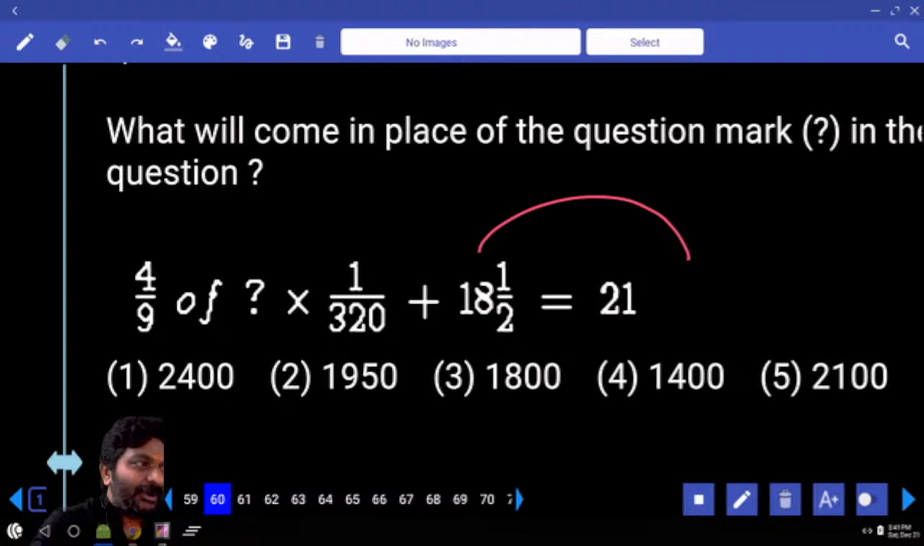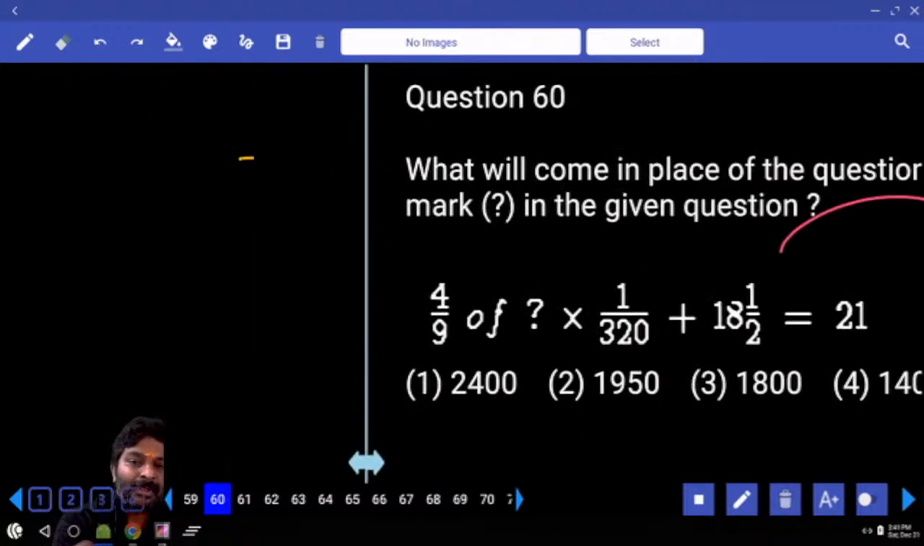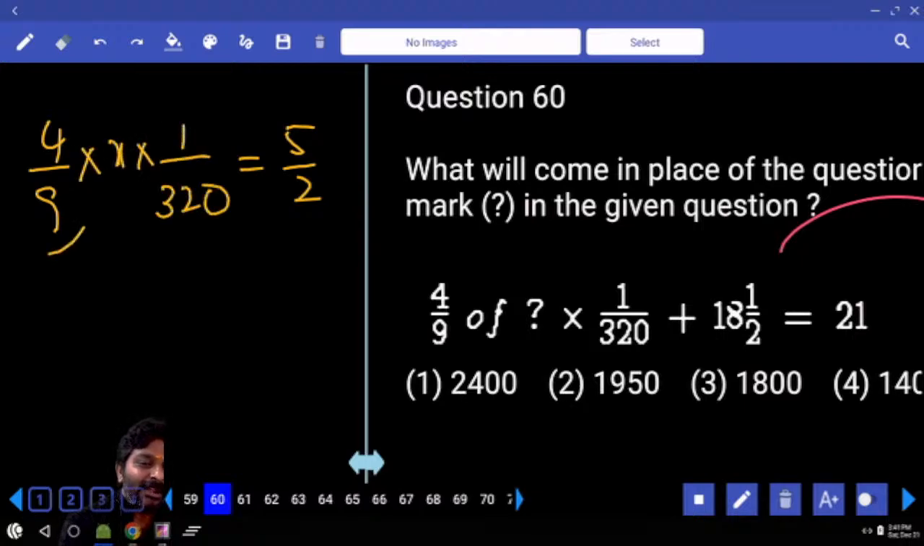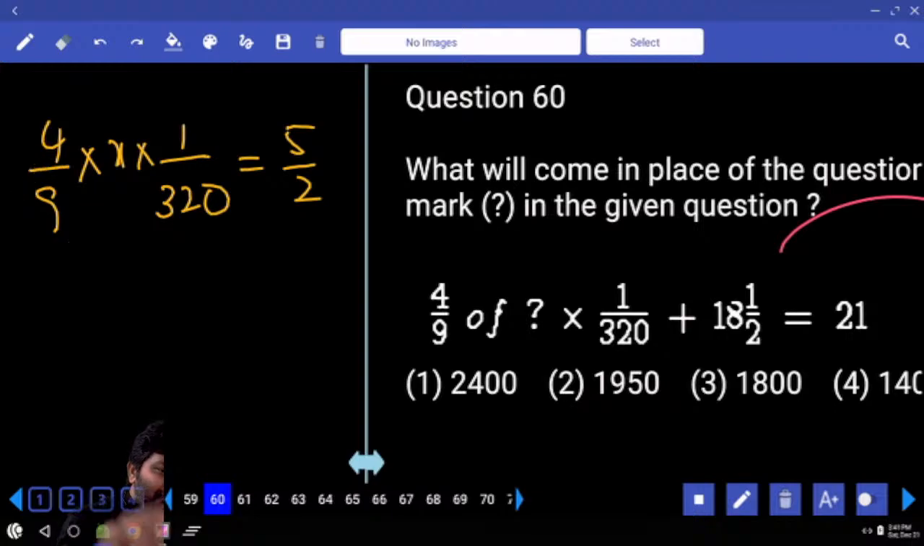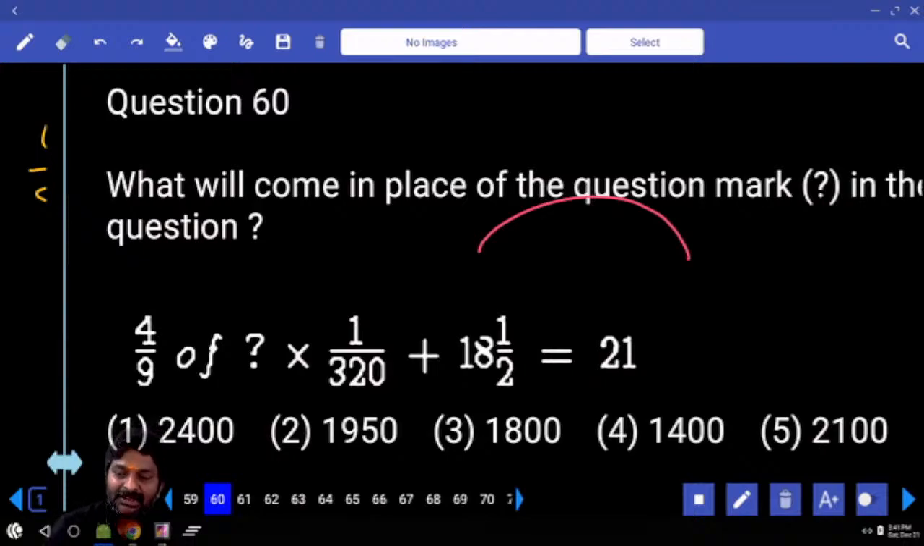18.5 goes to the other side. 21 minus 18.5. 2 point can be written as 5 by 2. Left hand side 4 by 9 into x into 1 by 320. Denominator 9 multiple. In numerator you should have 9 multiple. Right? You should have 9 multiple. 4 is not a 9 multiple. Right hand side denominator, do you have 9 multiples? At least 3 multiples. Then x must be a 9 multiple. Can it be first option, second, third, fourth, fifth? Answer? Done.